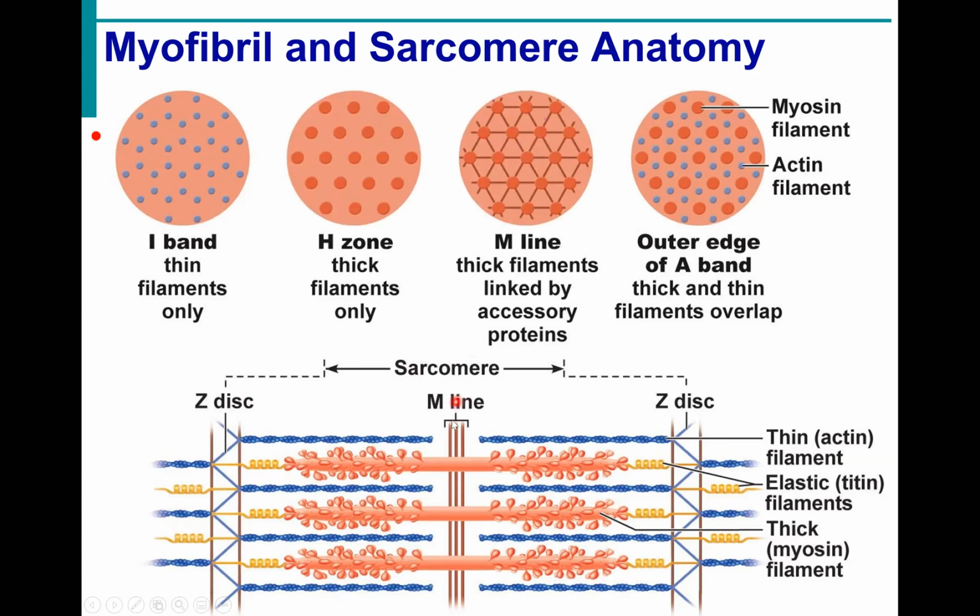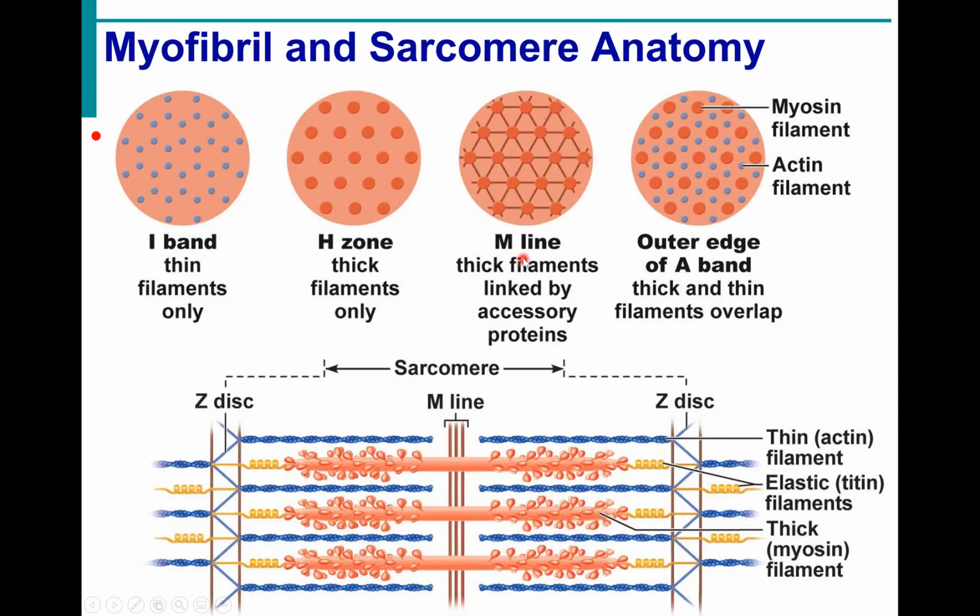So here we can see those distinct regions by what proteins would be there if we cut it. If we cut it on the M line, we see myomesin and myosin. If we cut it in the H zone, we just see myosin. A band, we see myosin and actin. I band, we just see actin.